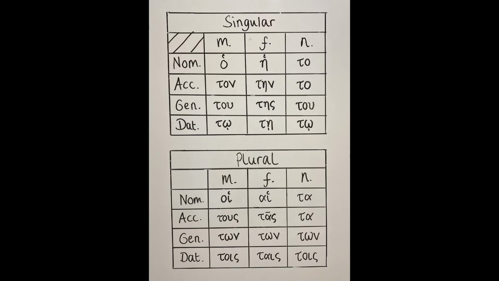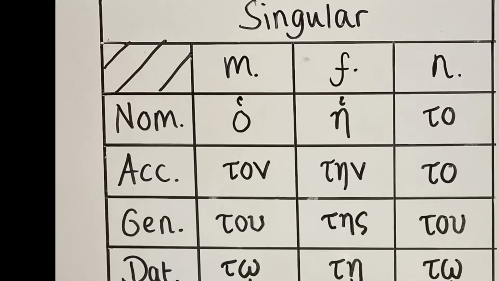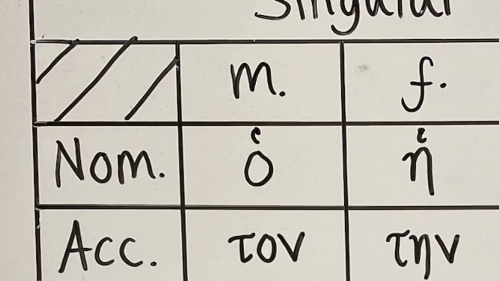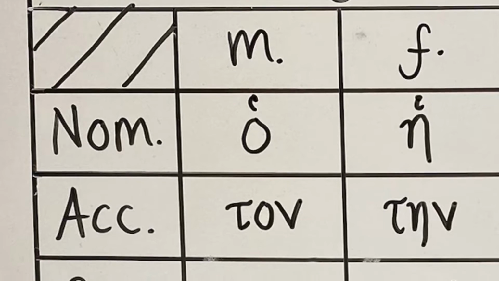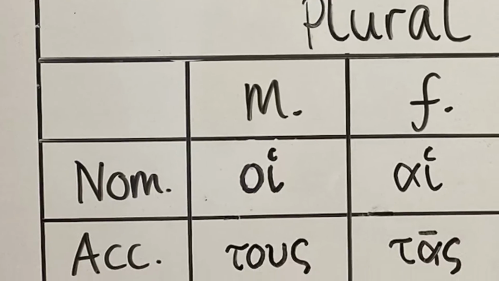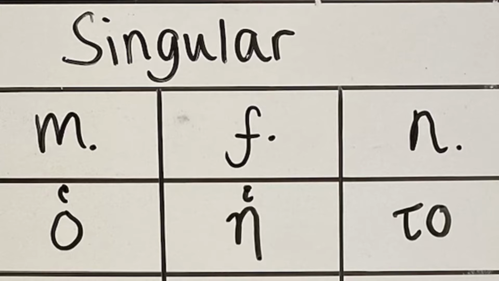There's numerous ways that you could remember it. I personally repeated it to myself a lot, over and over again, and tried writing it out over and over again. And you should really repeat it to yourself in descending order. So start with the masculine column and memorize it downwards. So ho, ton, tu, toi, hoi, tus, ton, tois.